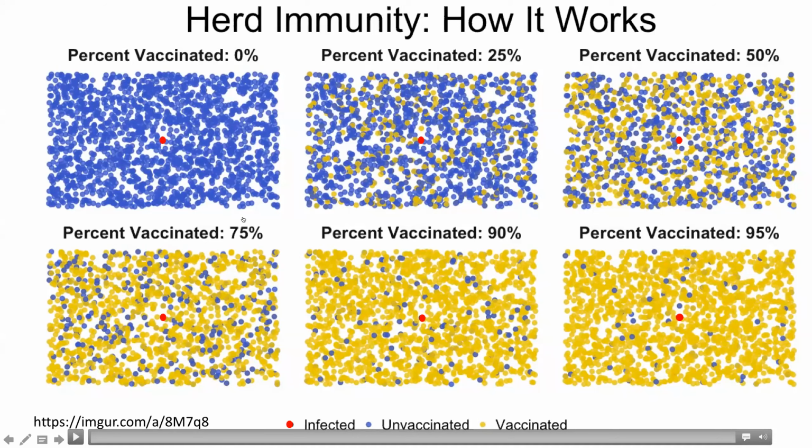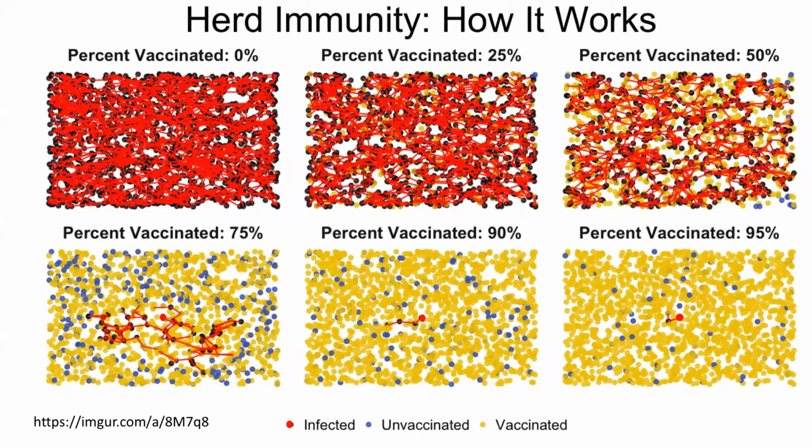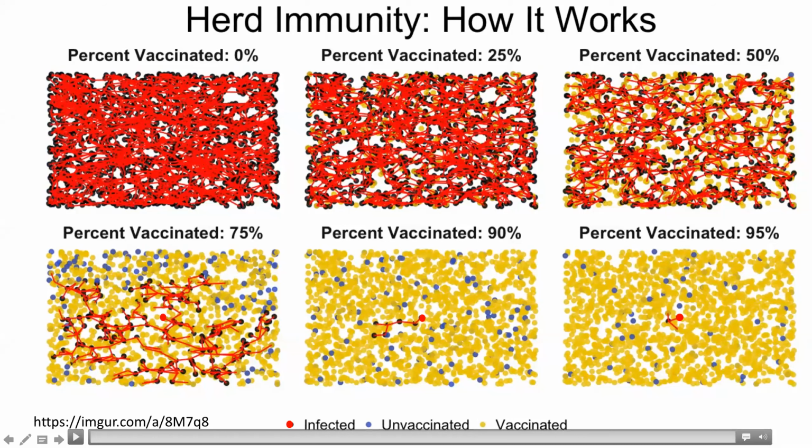So you can see as you get up to 75% of the population vaccinated, or yellow, there are fewer contacts between this person and the blue or unvaccinated people. So if there's a video, hopefully it works, it'll show how a virus might spread from this person in these different populations. All right, I'm glad that worked. But you can see a real dramatic difference as you increase the vaccination or immunity rate, and how the virus is able to spread through the population.